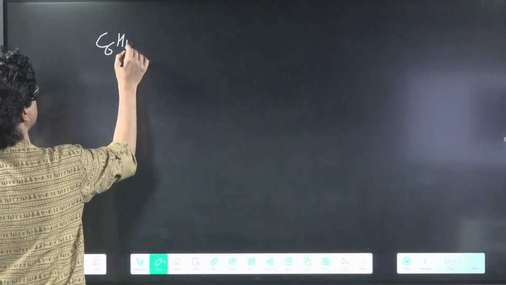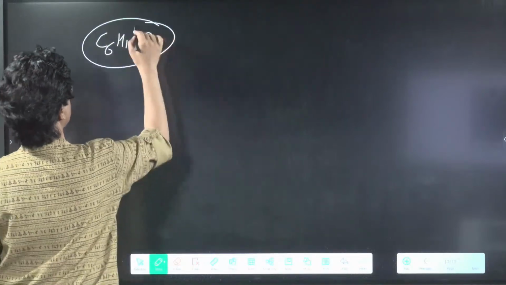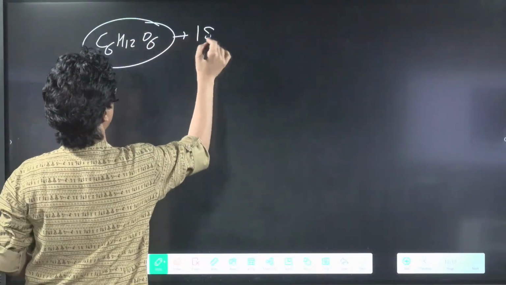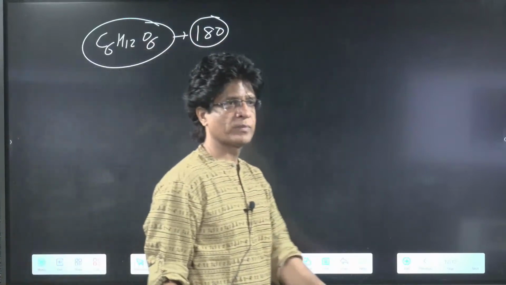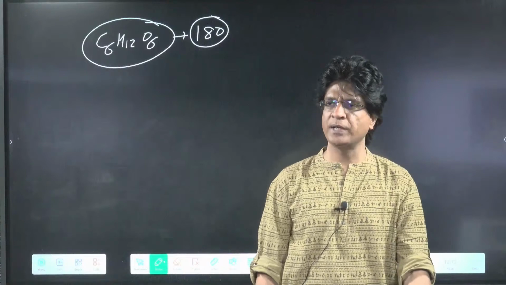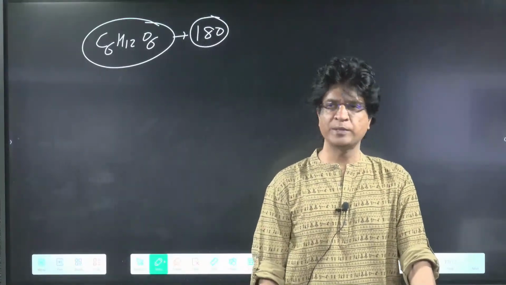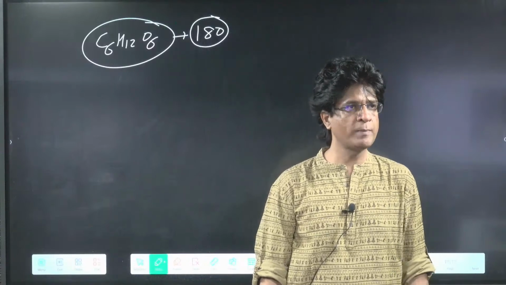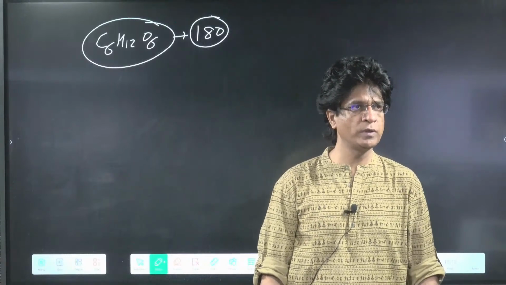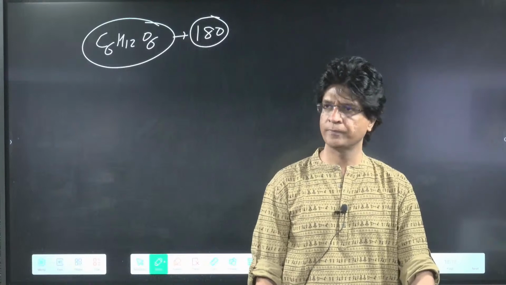Chalo batao, if I give you C6H12O6, this is glucose and the molecular weight is 180. Glucose molecular weight is 180. Can you find out percentage of carbon by weight here? Percentage of carbon by weight in one molecule of glucose.